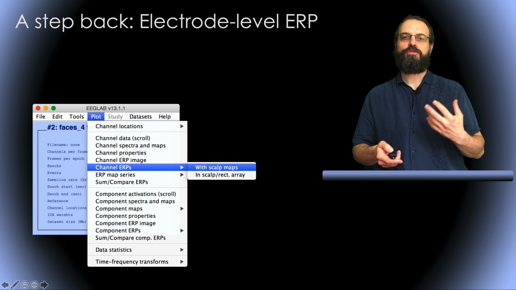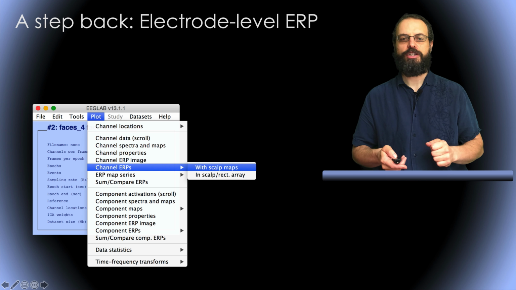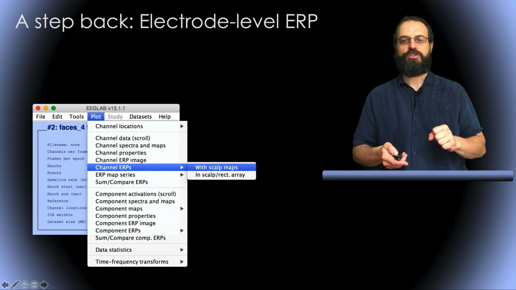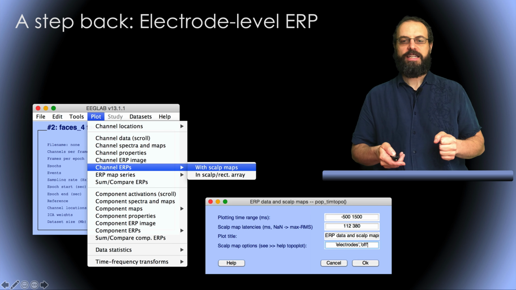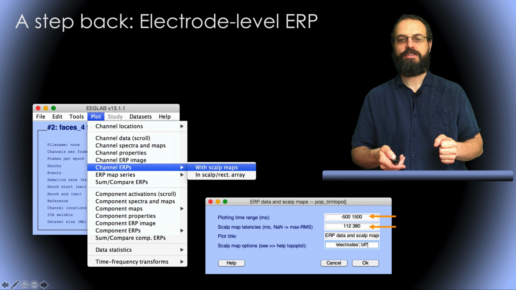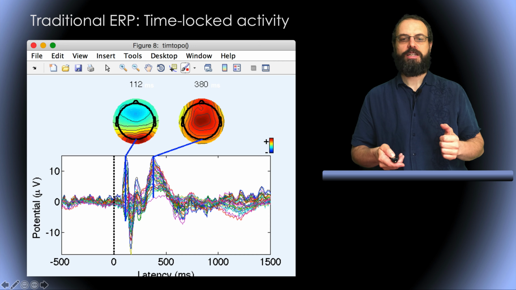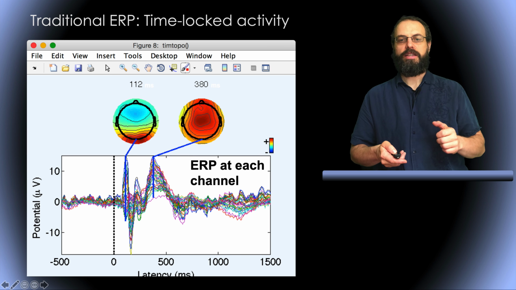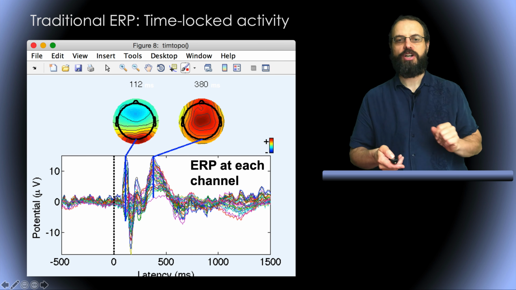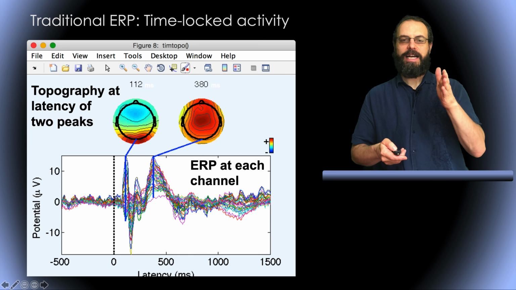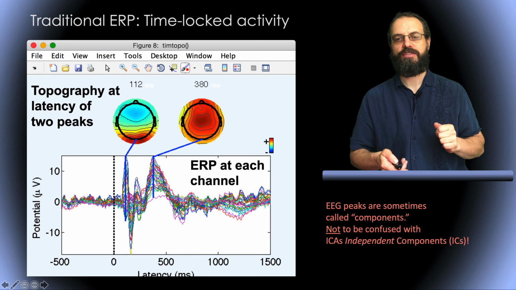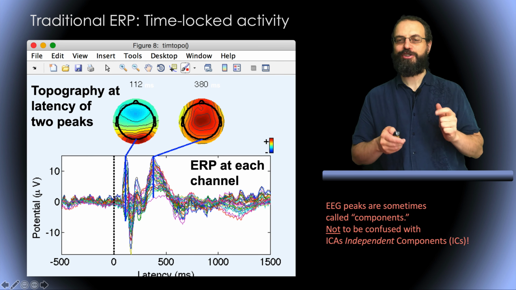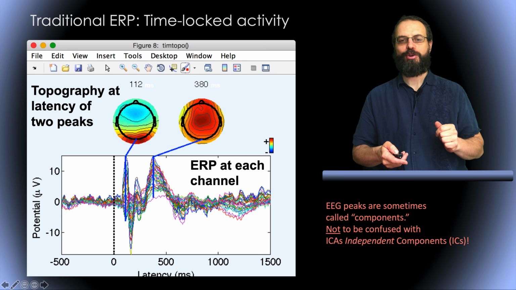First let's backtrack a little bit so I can present you these menus. Let's go back to channel ERP. In channel ERP, you have a menu to plot channel ERPs with scalp topographies, and you select the time range you want to plot. You select the scalp topography latency, and this is typically what you get. You get the ERP for each channel, represented by a different color, and then you get the scalp topography at the latency you've selected. An important distinction is that the peaks here are sometimes called ERP components, not to be confused with ICA components.